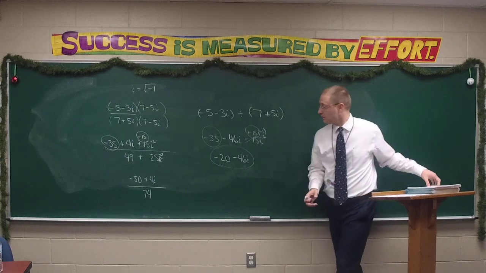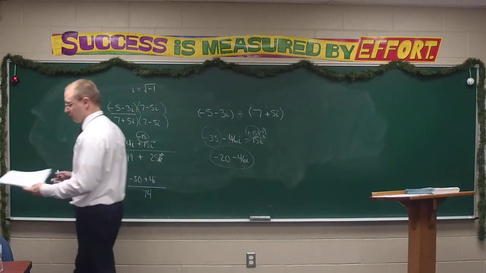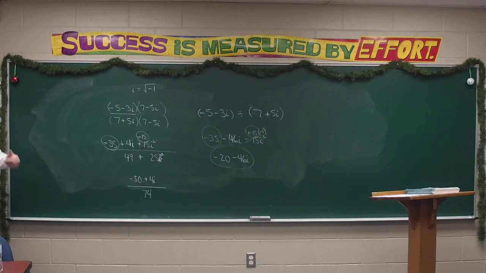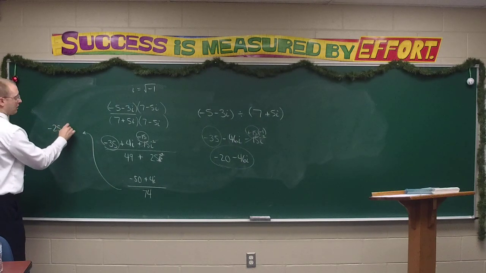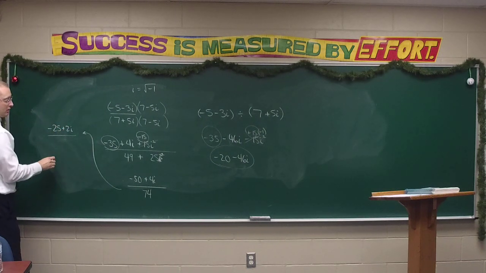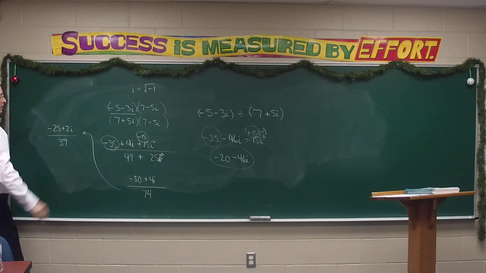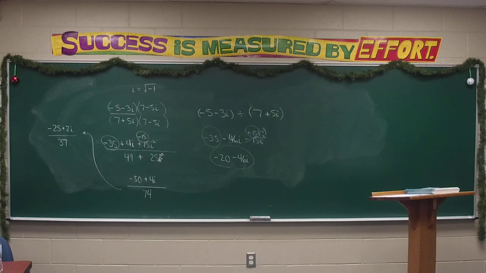Yeah, I can take a 2 out of everything. What will it reduce to if I take out the 2, Brandon? Negative 25, positive 2i, over 37. Yeah. And there would be our answer. I knew what you meant. All right, questions on these?